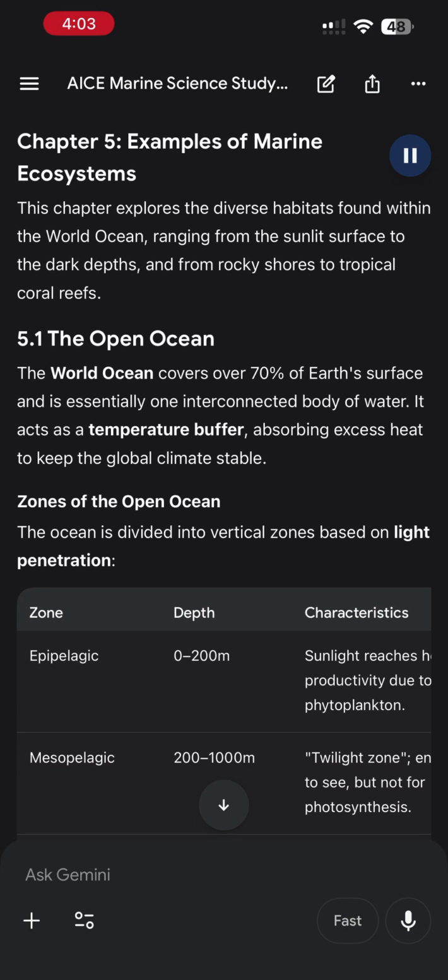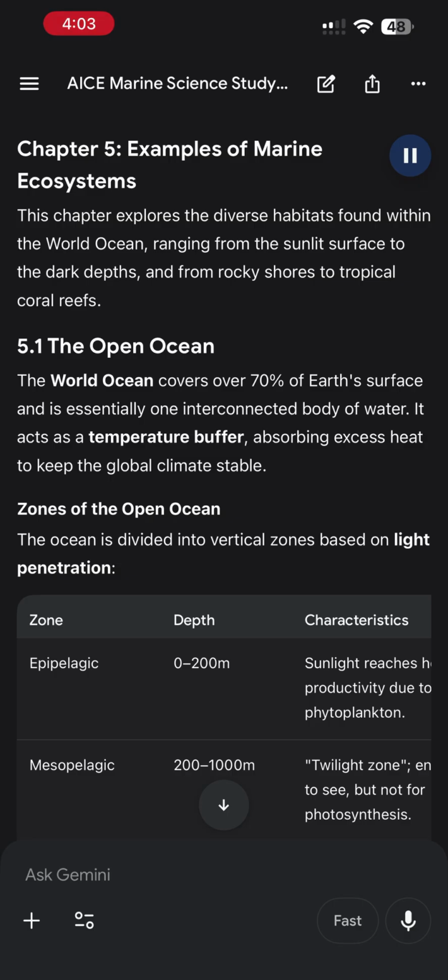Chapter 5. Examples of marine ecosystems. This chapter explores the diverse habitats found within the world ocean, ranging from the sunlit surface to the dark depths, and from rocky shores to tropical coral reefs.